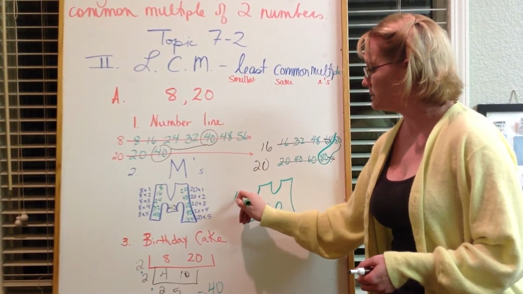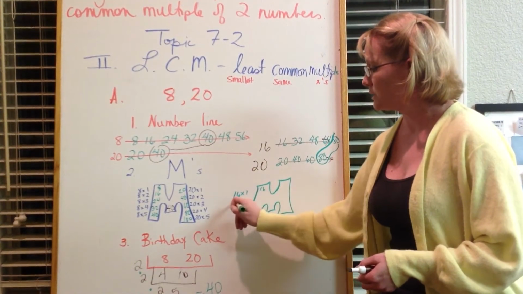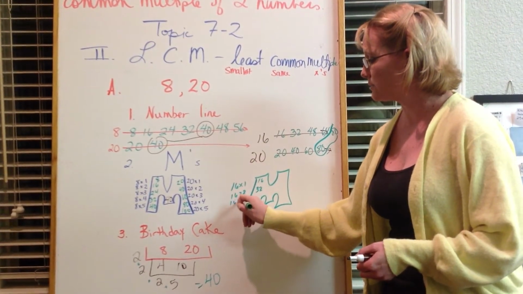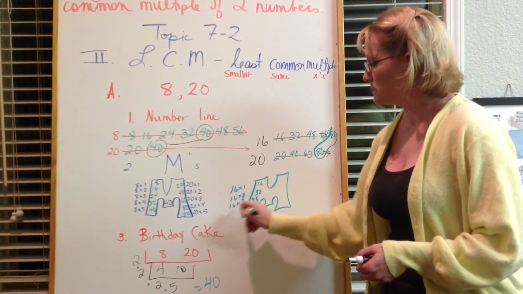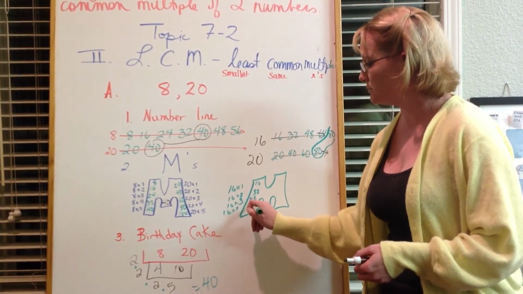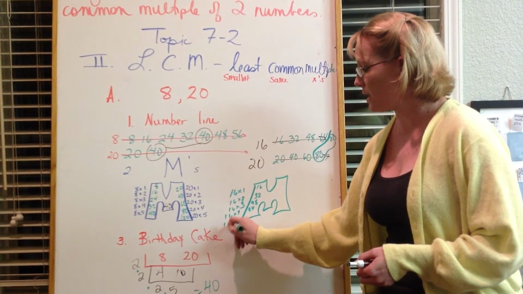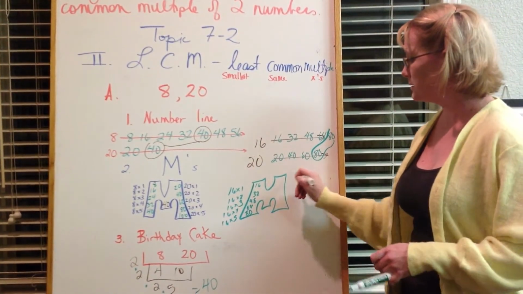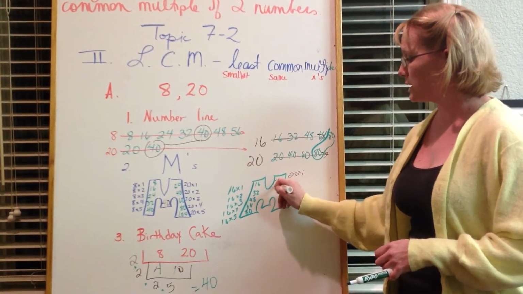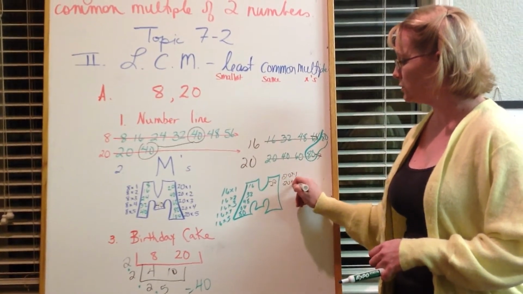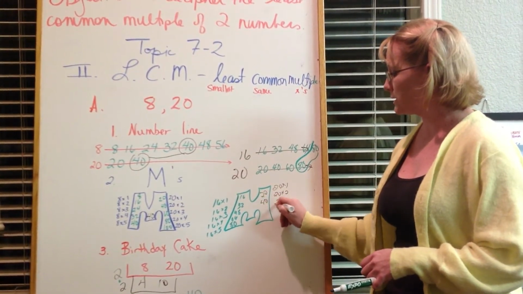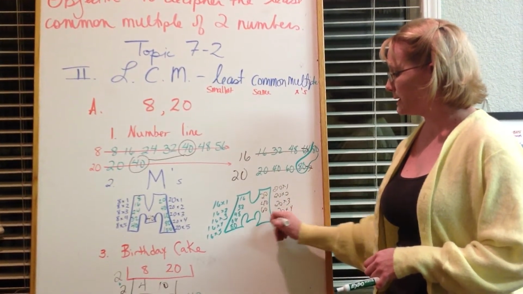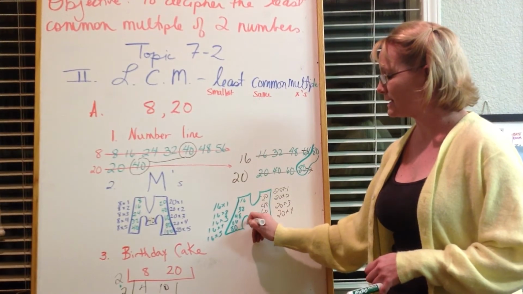Same with the M. 16 times 1 is 16. 16 times 2 is 32. 16 times 3 is 48. 16 times 4 is 64. And 16 times 5 is 80. We do 20 on the other side. 20 times 1 is 20. 20 times 2 is 40. 20 times 3 is 60. And 20 times 4 is 80. So their least common multiple is 80.